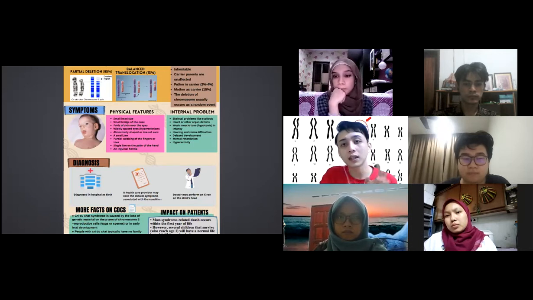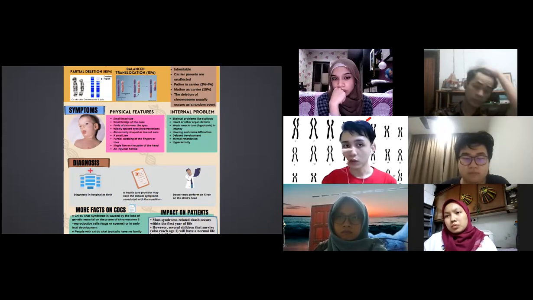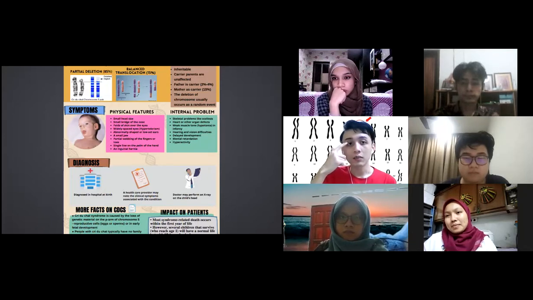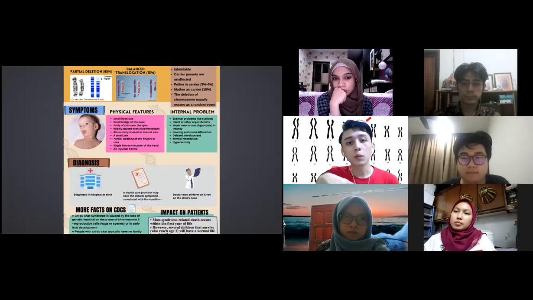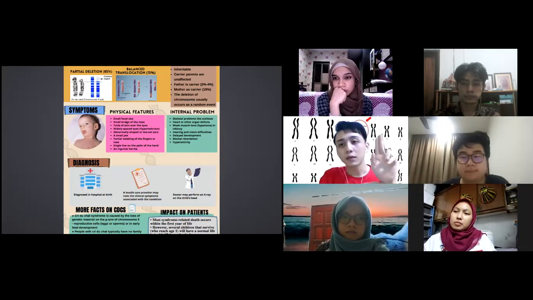And besides these two physical features that I've mentioned just now, they also have other physical features, like small head size, which is known as microcephaly, a small bridge of the nose, and they may also have a fold of skin over the eyes. Sometimes they have widely spaced eyes, which is known as hypertelorism, and they may also have low set ears, a small jaw, and also partial webbing of fingers or toes, which means the skin between the fingers attaches to each other.